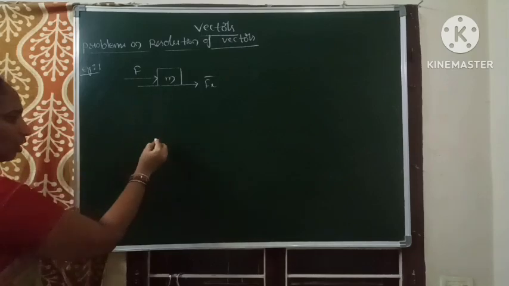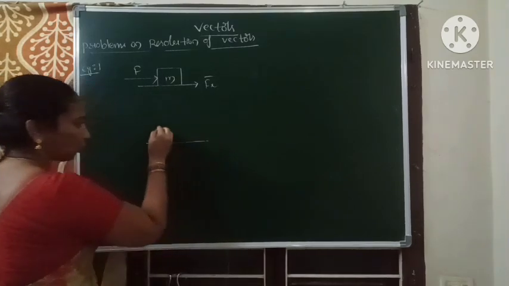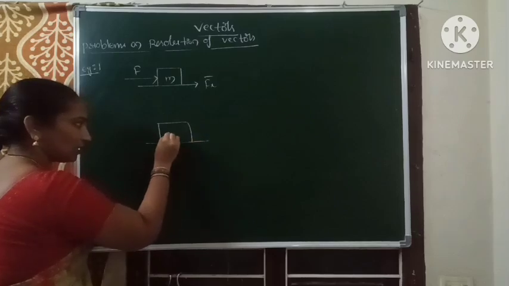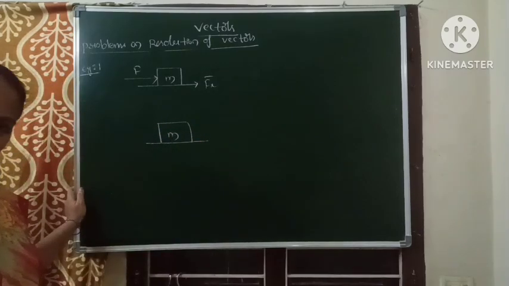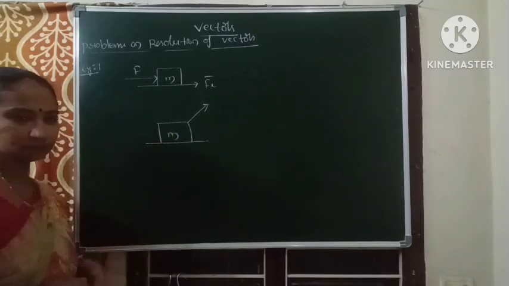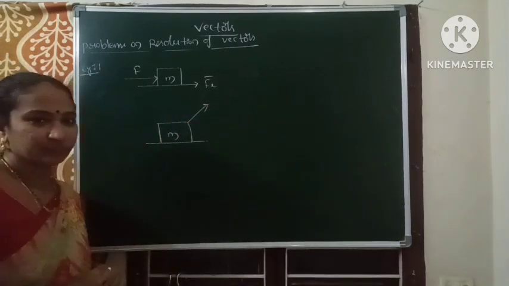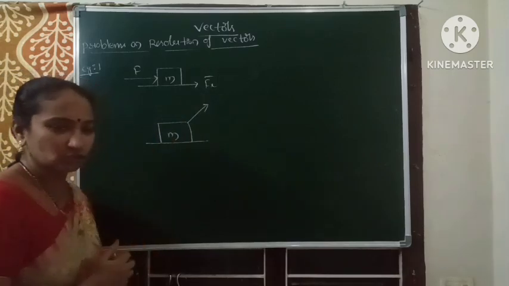Now the same box is placed on the same horizontal surface, box mass m. Now the force is applied in this direction. That means simply the box is pulled with some force.